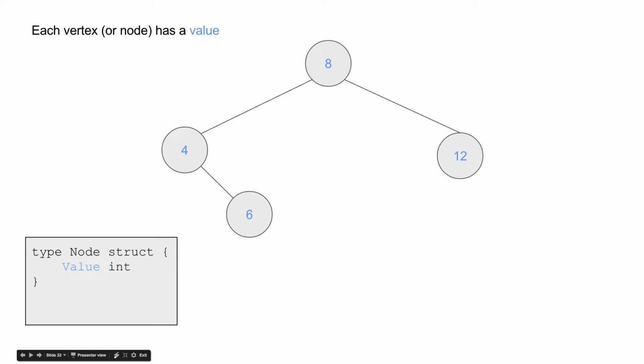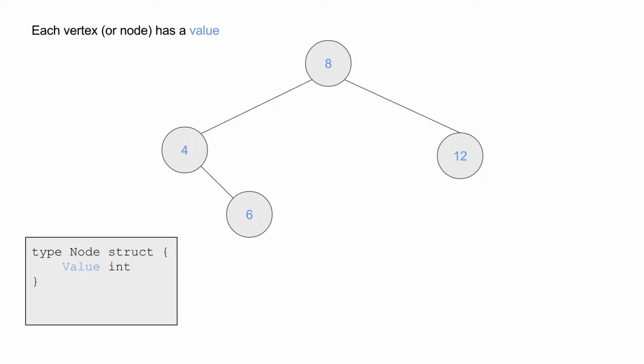So the first thing I want to note is that each vertex or node has a value. In this case, they're all integers, so we're going to move forward just assuming they're integers. So we're going to create this type node. It's going to be a struct, and it's going to have a value field that represents the integer value. Now that's pretty easy to get by.